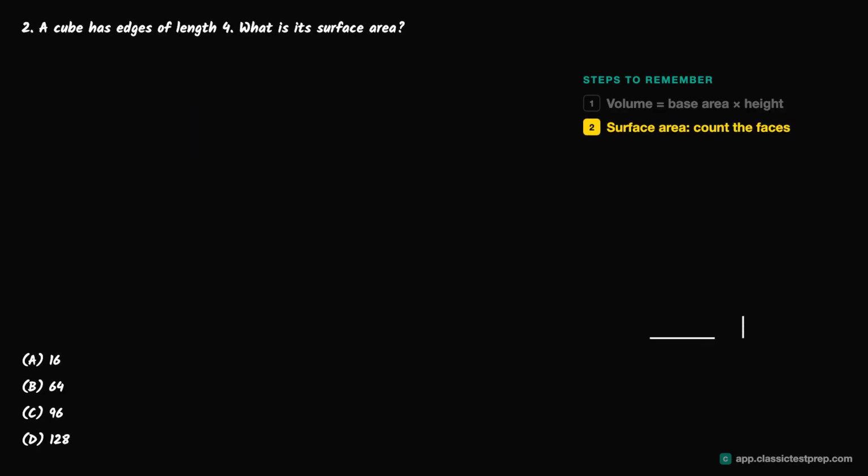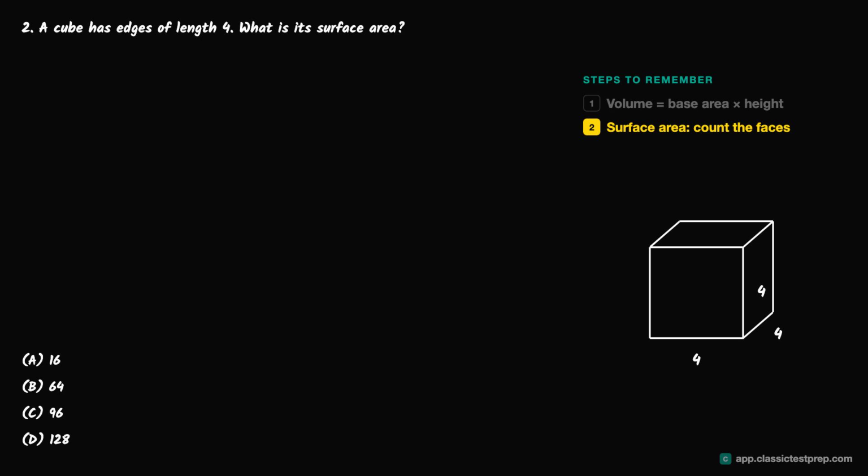Question 2 is a little trickier, and it involves surface area. Okay, and we're going to look at a cube in this case and keep it simple. So we have a cube, and it has edges with a length of 4. What then is the cube's surface area? Okay, so here's what you need to remember. When it comes to surface area, it is about counting and combining faces.